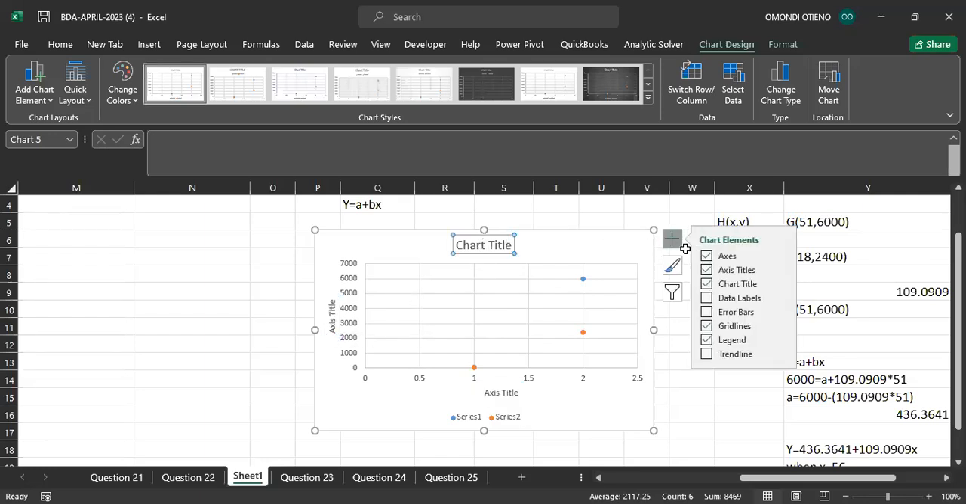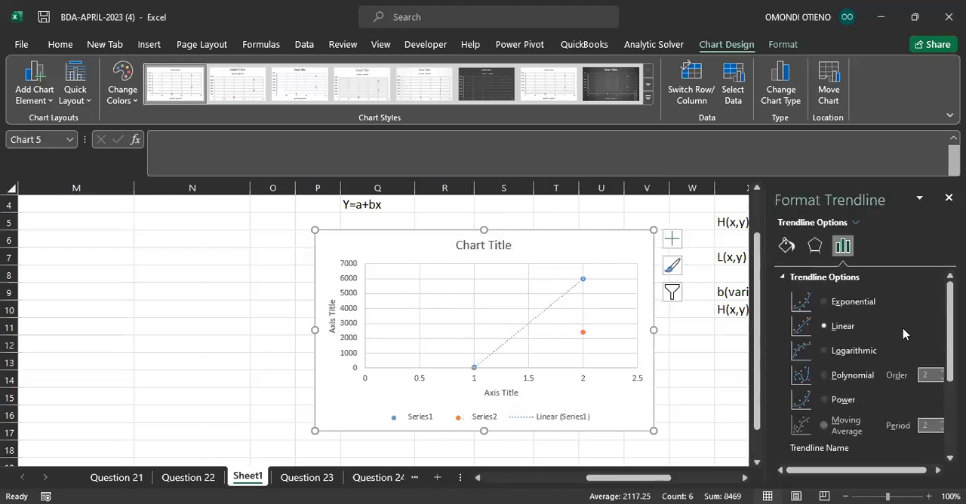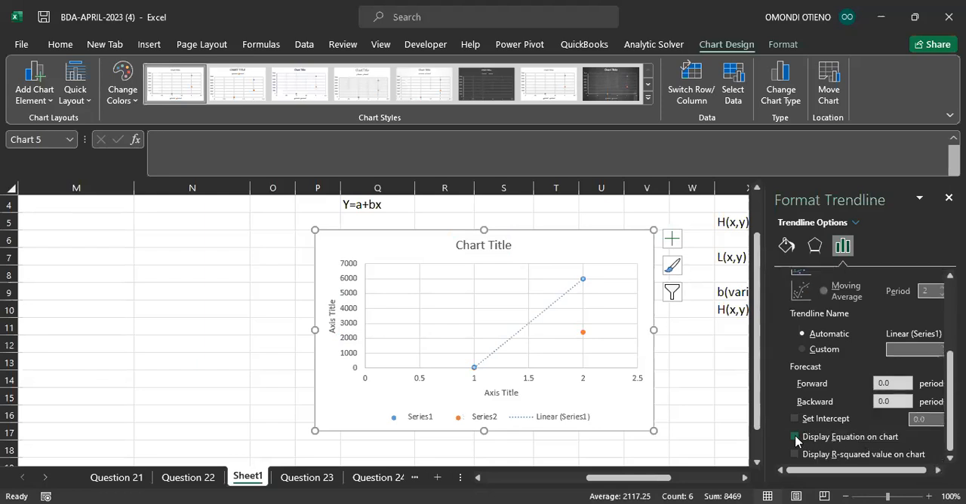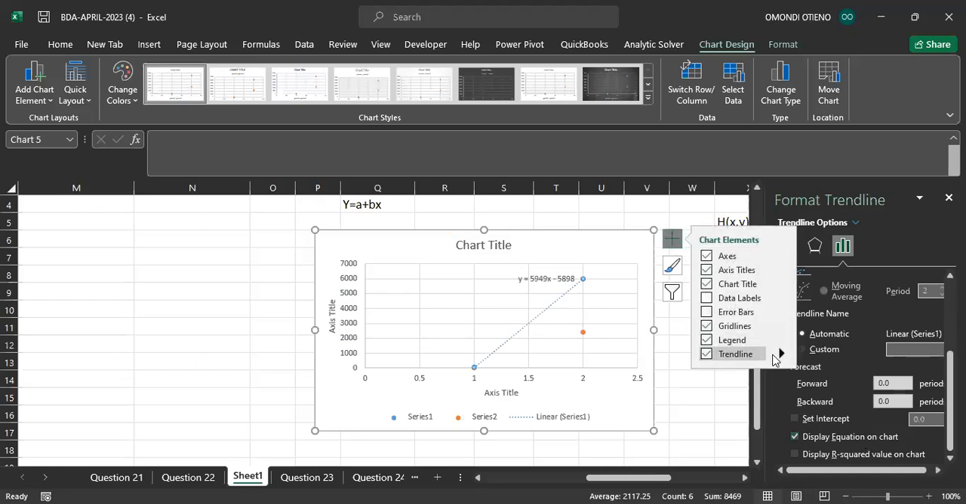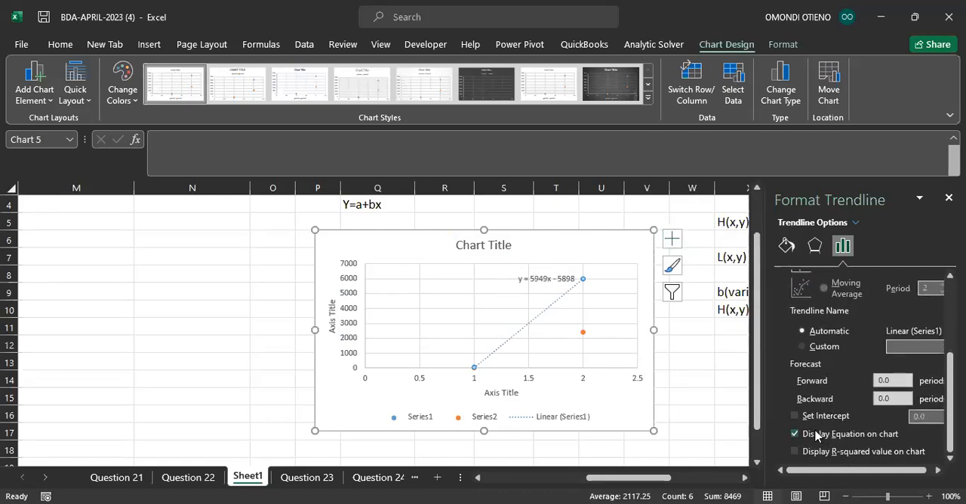Then you come here to the trend line. Then you come here to more. Then you give us series 1. Okay, let's say you've picked series 1. Then you come down here and you pick display it there. That's what we have as series 1. Okay, come down here, trend line, more options, move down, then display equation on the chart.